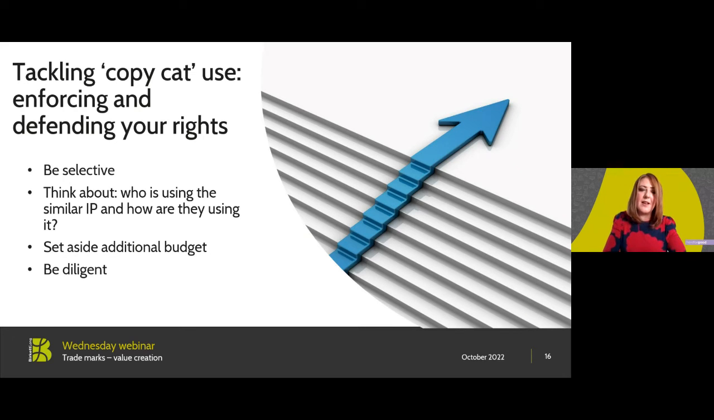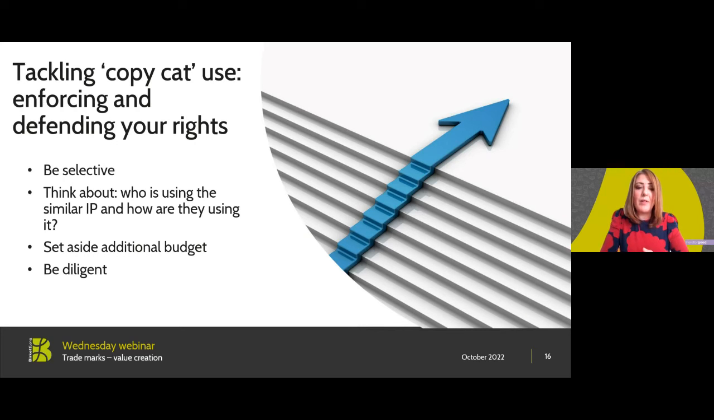And then set aside additional budget. Whilst you don't know what's going to crop up, brands knock shoulders sometimes, and brands can enter a similar market space on a number of occasions throughout the lifeline of your business.